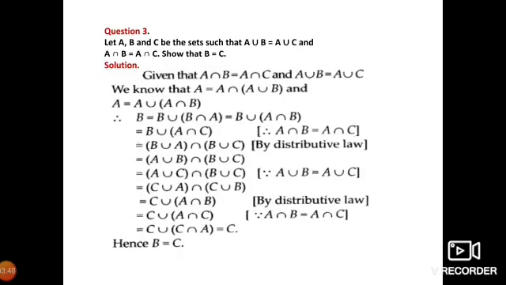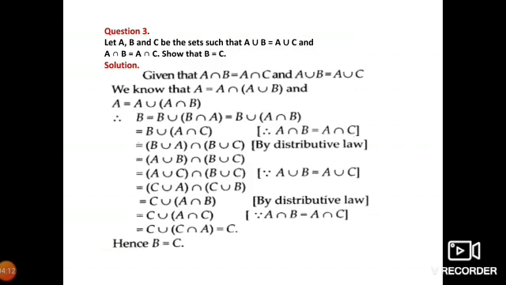Next, let A, B and C be the sets such that A union B equal to A union C and A intersection B equal to A intersection C. Show that B equal to C. You have to prove this. Given that A intersection B equal to A intersection C and A union B equal to A union C.